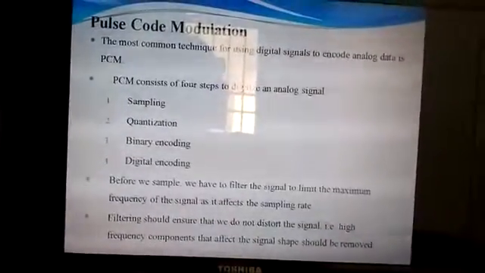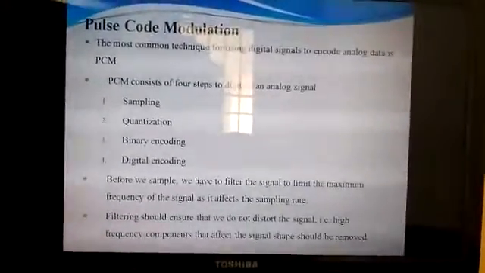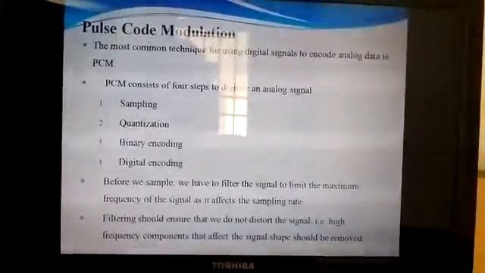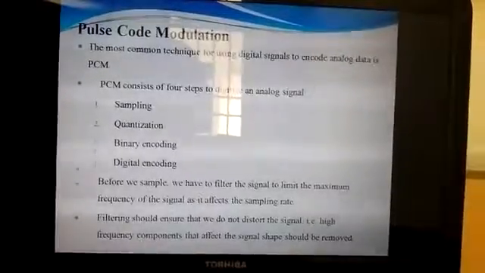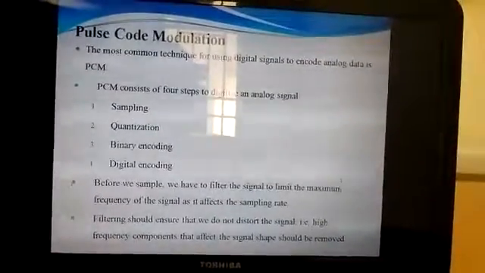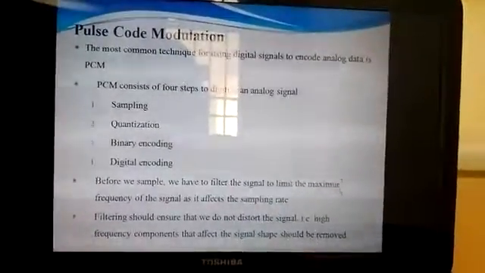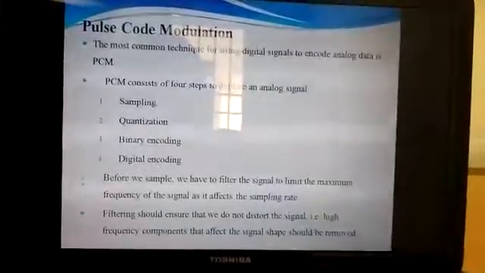In continuous wave amplitude modulation or pulse modulation techniques like pulse amplitude modulation, pulse width modulation, pulse position modulation, the transmitted carrier pulse will vary continuously in accordance with the variation of the input signal. This is called pulse code modulation.